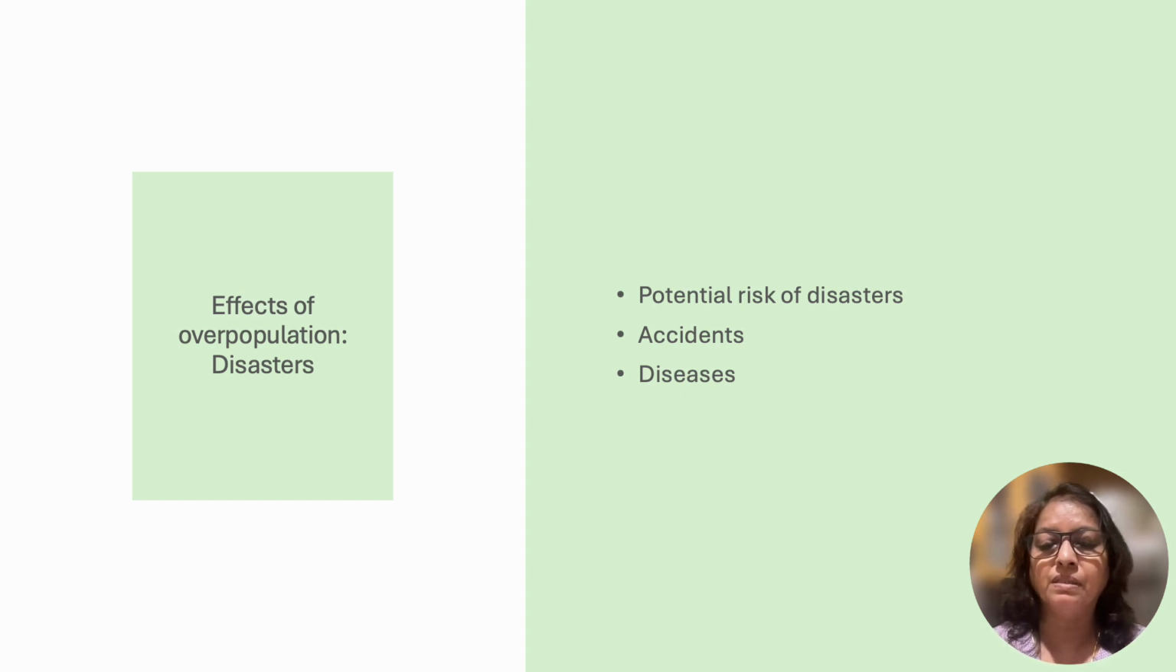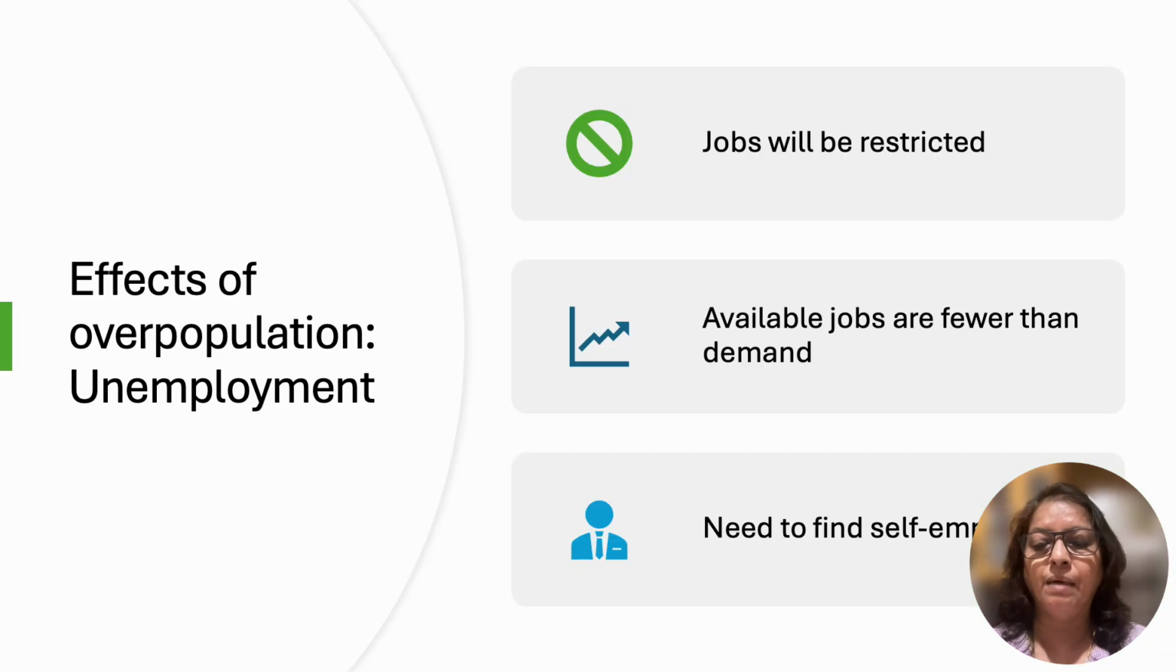Potential risk of disasters is more accidents, diseases. We have already spoken about contamination of water and pollution. So diseases, accidents, and calamities are an offshoot of such reasons.